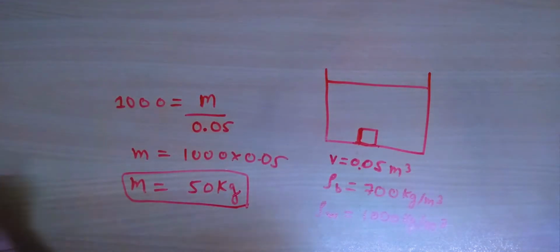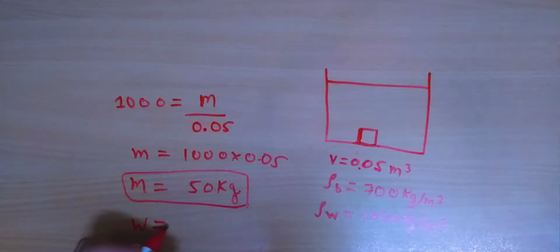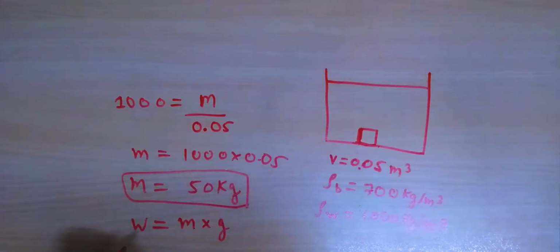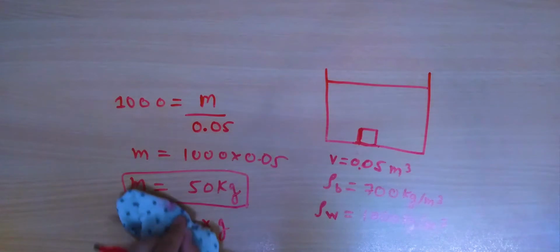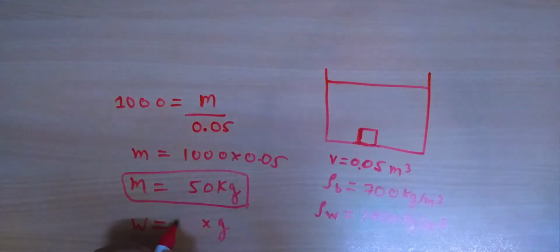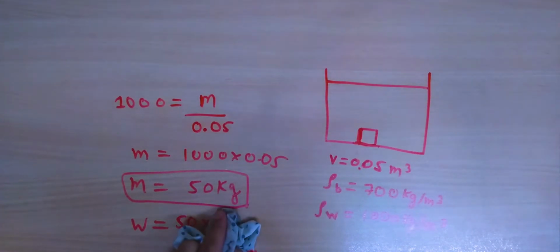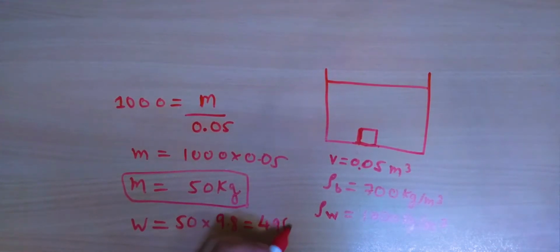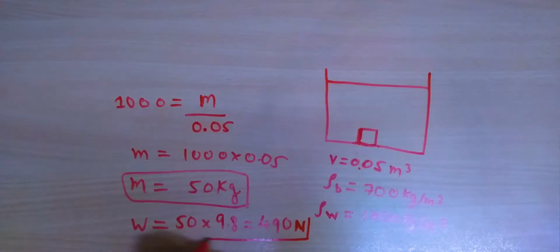Now to find the weight, I can simply multiply my mass with the gravitational acceleration. The mass in this particular case is 50 kg, so I'll write that as 50, and gravitational acceleration, as you know, is a constant, which is 9.8. If I do that, I should get 490 newtons. The unit of weight is newtons.